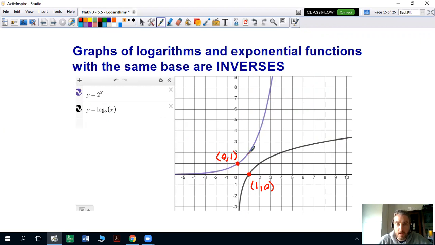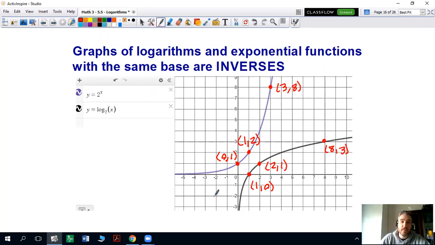Here's another point, 1, 2, and 2, 1. And we can come up with maybe one more point, 3, 8. Basically 2 to the third power, 2 times 2 times 2, is 8, and then 8, 3. So hopefully you see that relationship where the x and the y values switch.